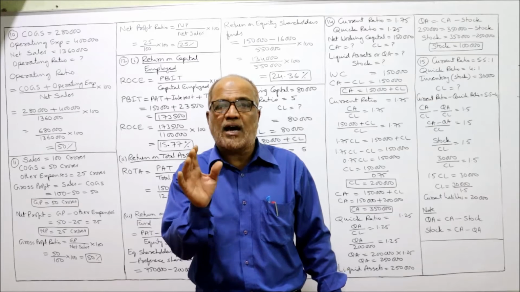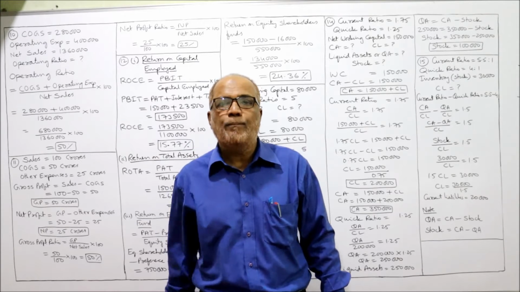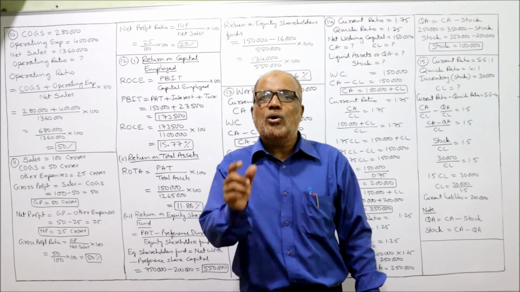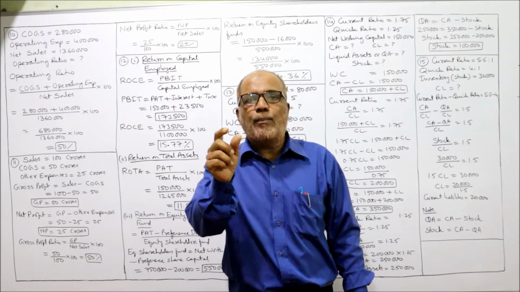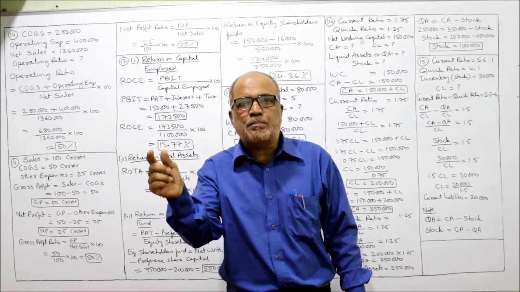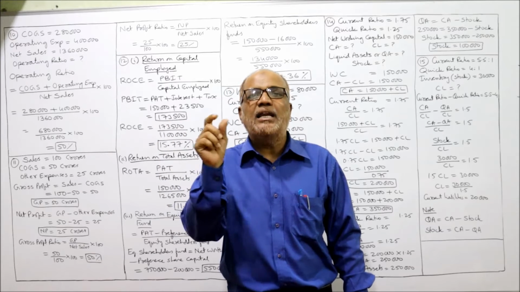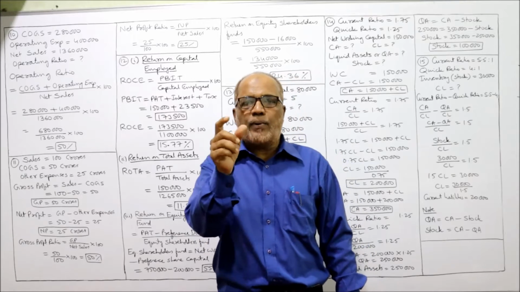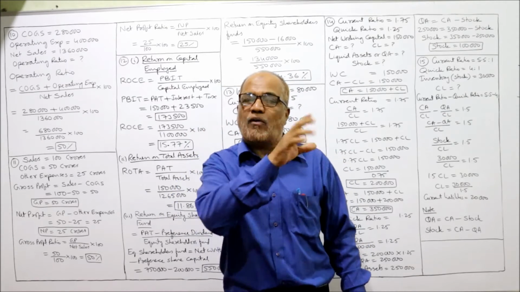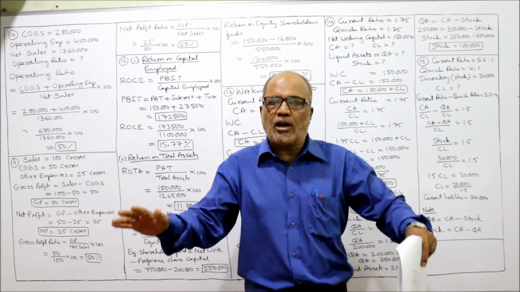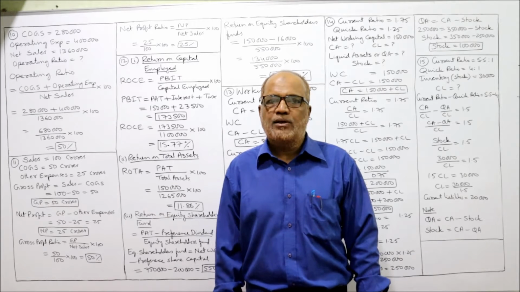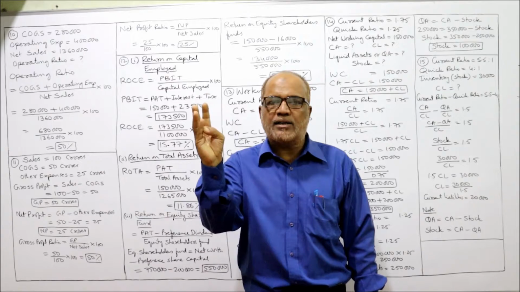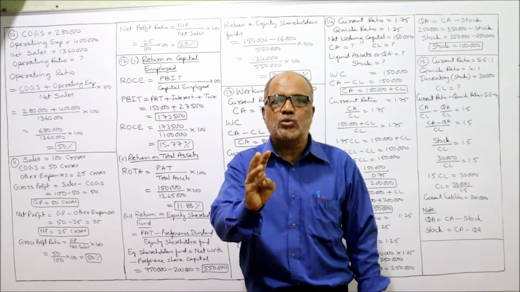So first time we are applying the formula for operating ratio. So operating ratio is equal to cost of goods sold plus operating expenses divided by net sales into 100. So this operating ratio formula will come under profitability ratios, general profitability ratios. So what is the formula for operating ratio? COGS plus operating expenses divided by net sales into 100.